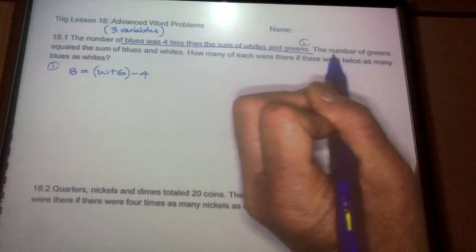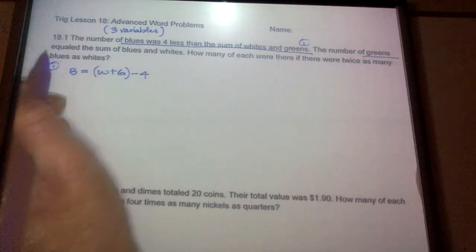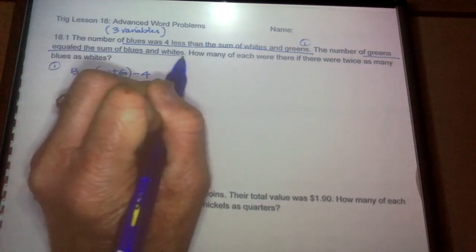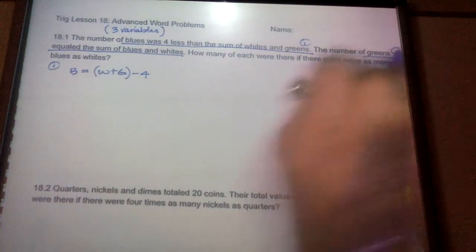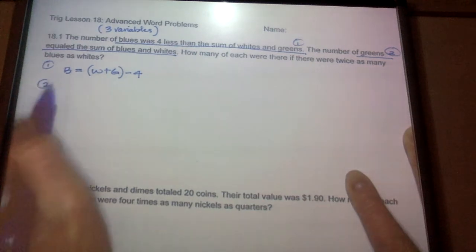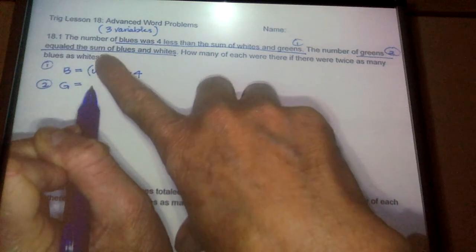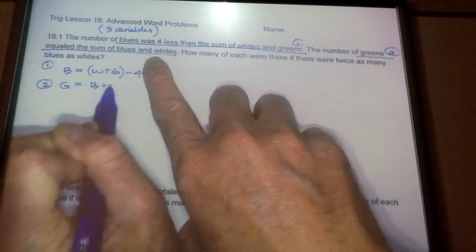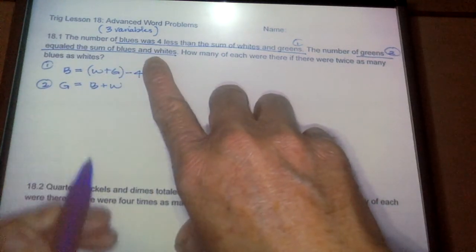Next sentence, the number of greens equaled the sum of blues and whites. So there's equation number 2. So number 2, greens equaled the sum of blues and whites. So sum would be adding, right?